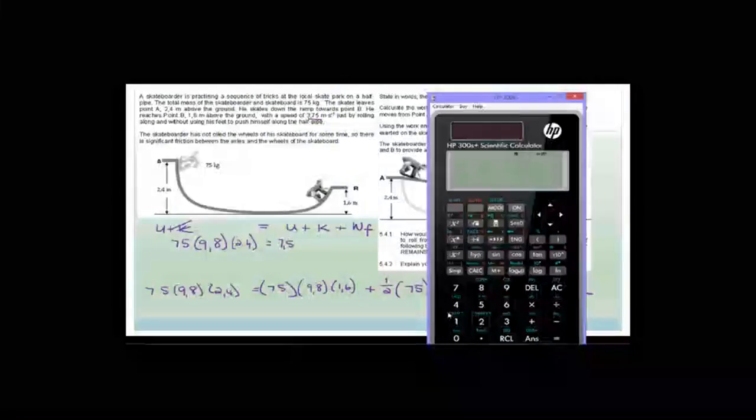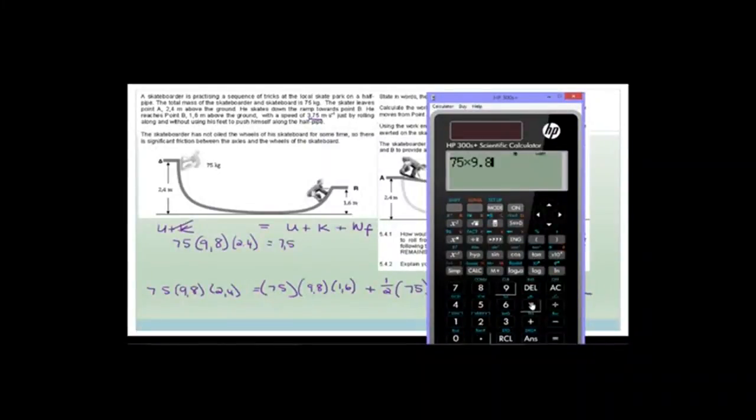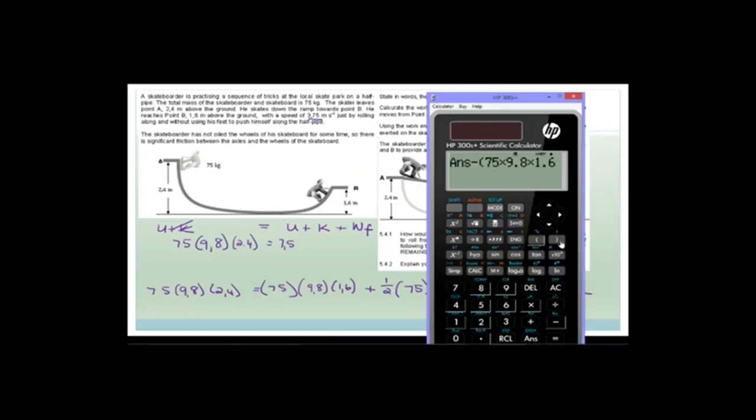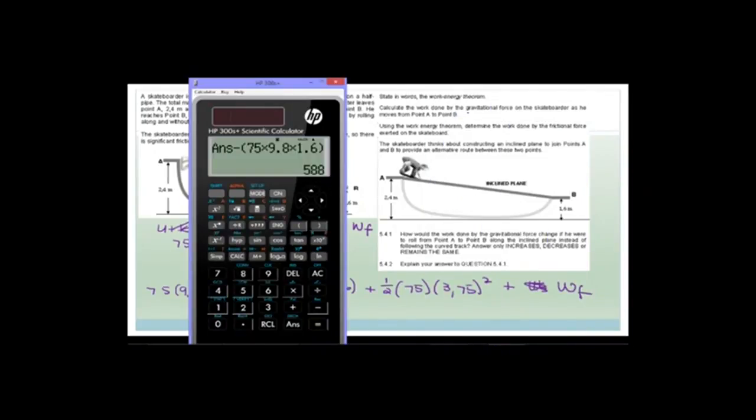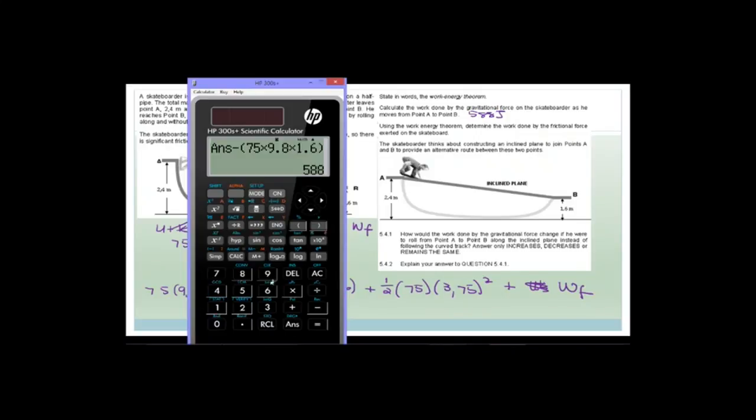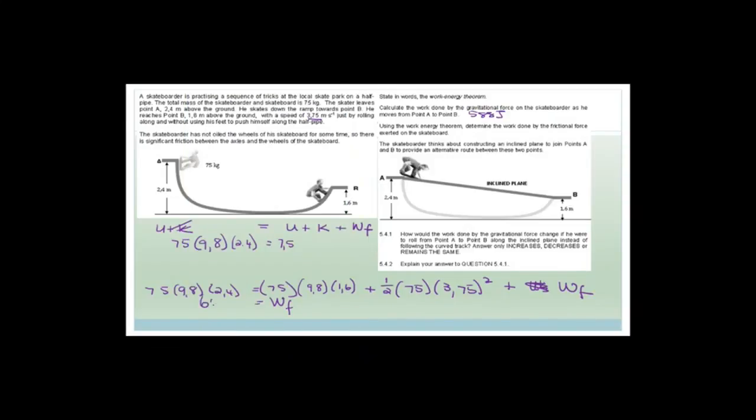So we've got 75 times 9.8 times 2.4 minus bracket 75 times 9.8 times 1.6 bracket equals 588. That was a mistake, this was supposed to be 588 joules. Now I'm happier. Now we need to subtract the kinetic energy, minus bracket 0.5 times 75 times 3.75 squared, close bracket, equals 60.66. So the work done against friction is 60.66 joules.